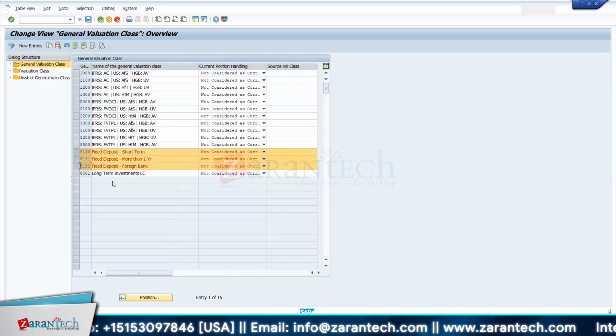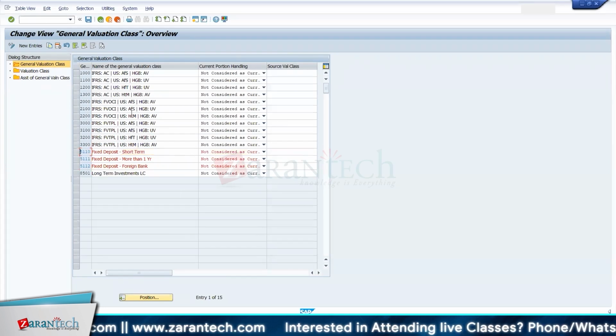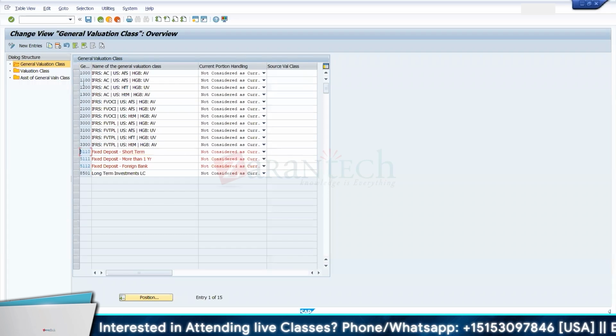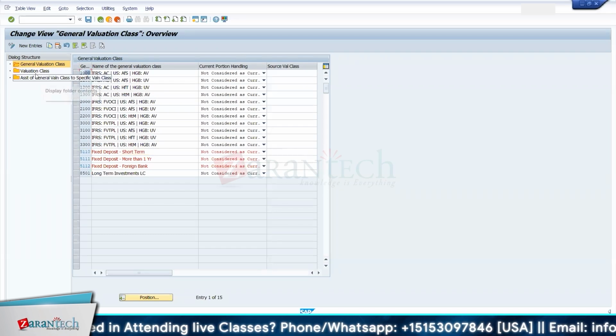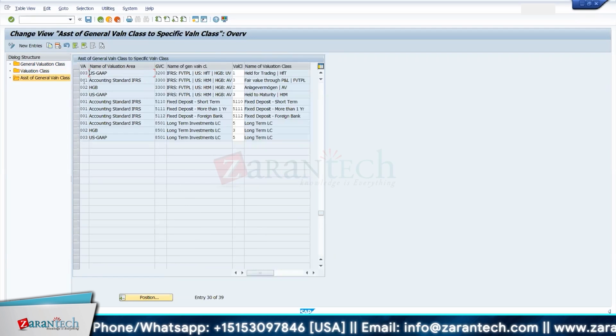Coming to the general valuation class. The general valuation class is used to determine my accounting entries. So this general valuation class helps to determine the instrument accounting entries. So now this is used for my determination of accounting entry. How you are going to represent in financial statements is determined by the valuation class. And overall, for one valuation area, that is your one GAAP or books of account, how both will work. Okay, clear. Thank you.